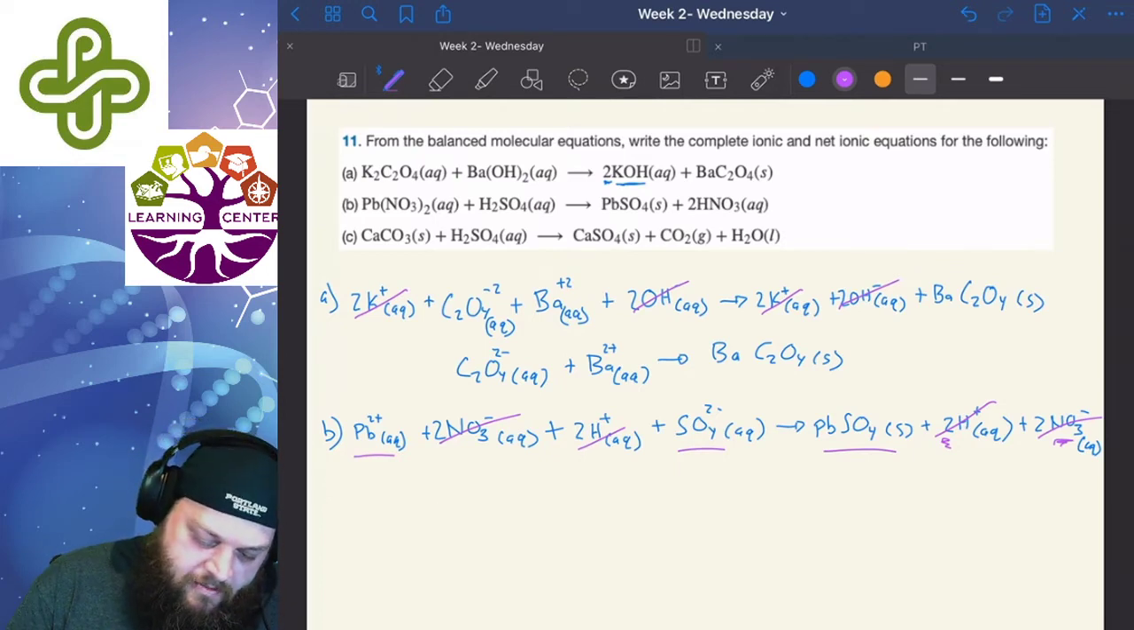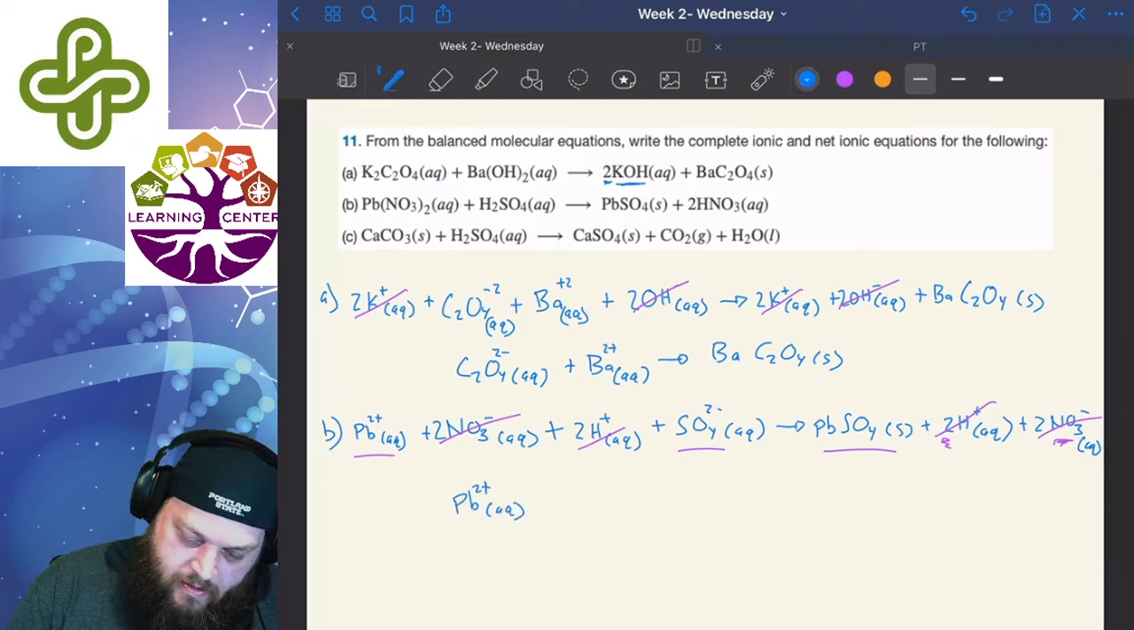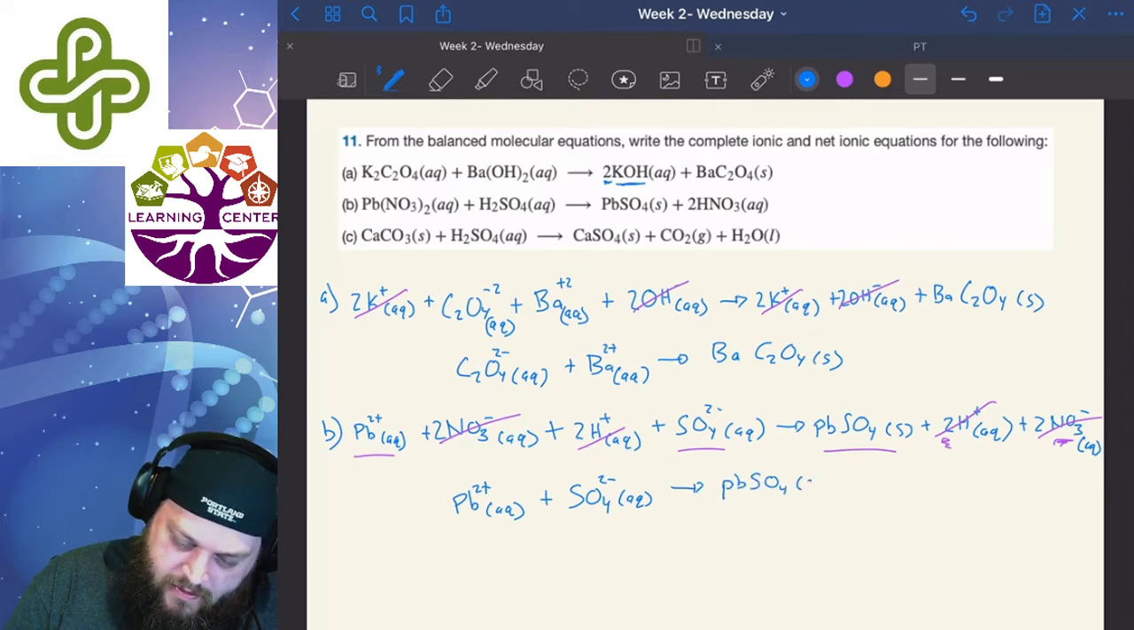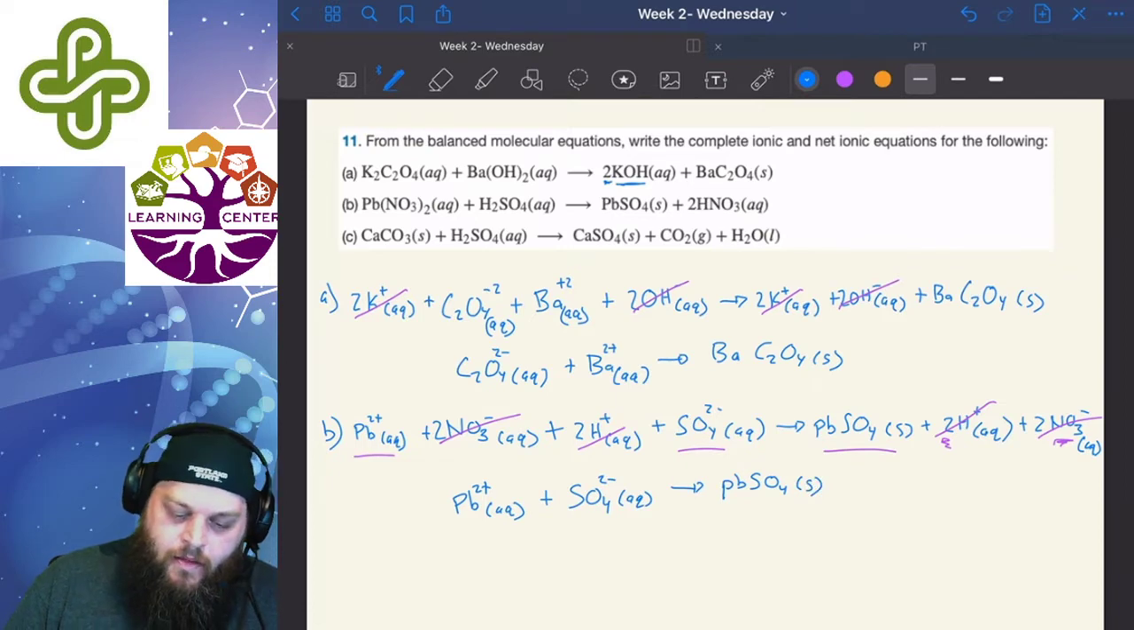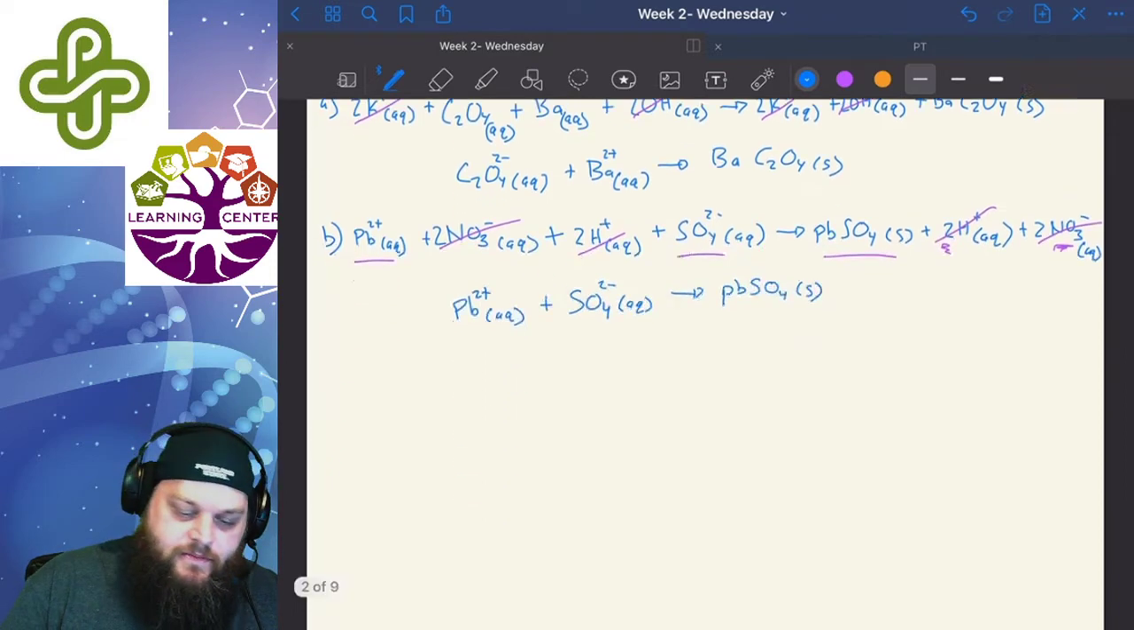So writing that down, keep it blue, Pb2 plus aqueous plus SO4 2 minus aqueous is going to produce PbSO4 solid. And that's our net ionic reaction for that one.